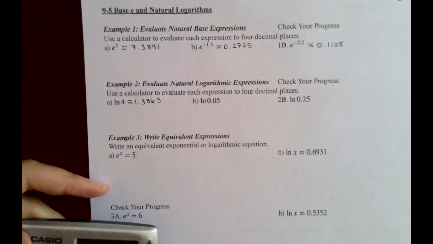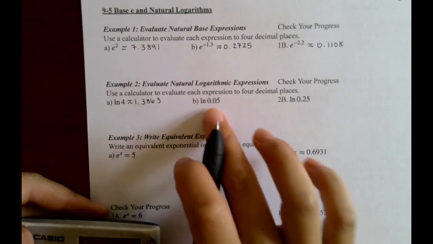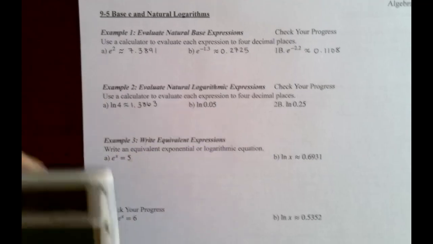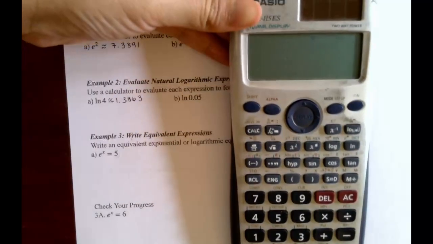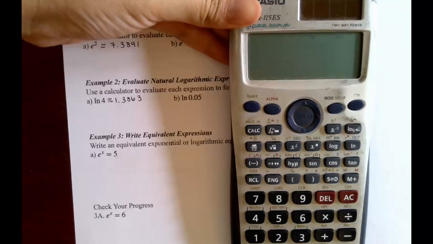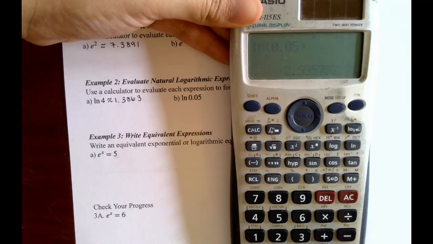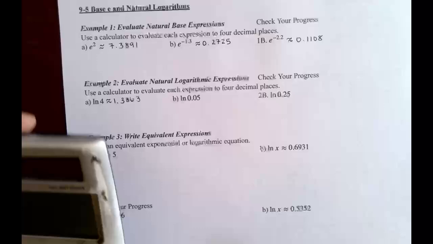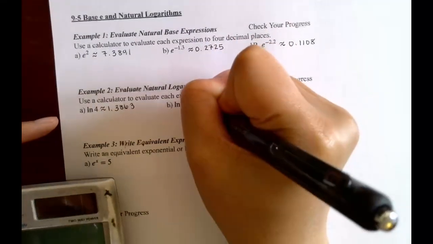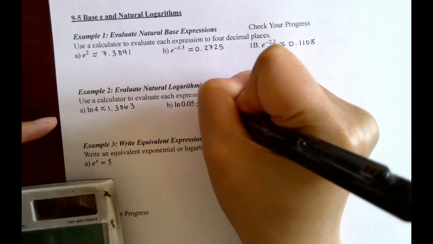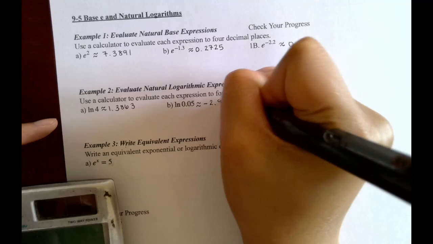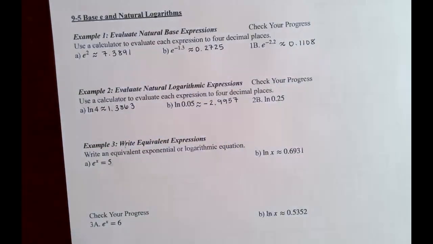Then trying out my next one, ln of 0.05, or natural log of 0.05. Again, hitting my ln button, 0.05, close my parentheses. And that gives me 2.9957. The 3 allows the 7 to stay the same. So this is negative 2.9957. And there you go.